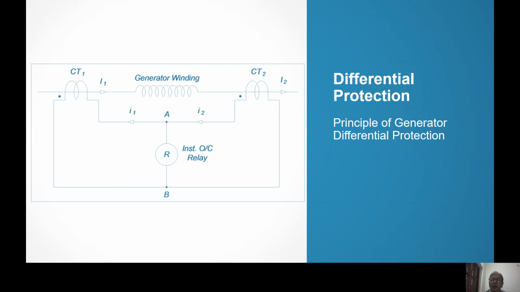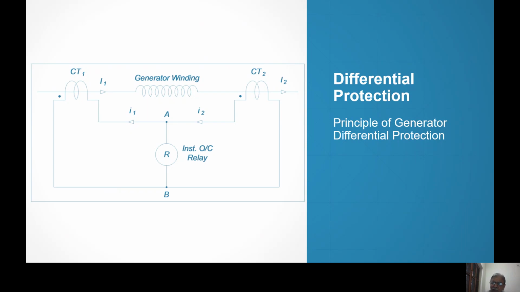If there is a fault outside the generator, this we have seen in earlier classes when we were talking about the differential protection fundamentals, that when the fault occurs outside or there is no fault, the generator is running normally, then primary currents are equal. Therefore, secondary currents are also equal. Small I1 is equal to small I2, capital I1 equal to capital I2. So I1 minus I2 that is flowing through the relay is 0.